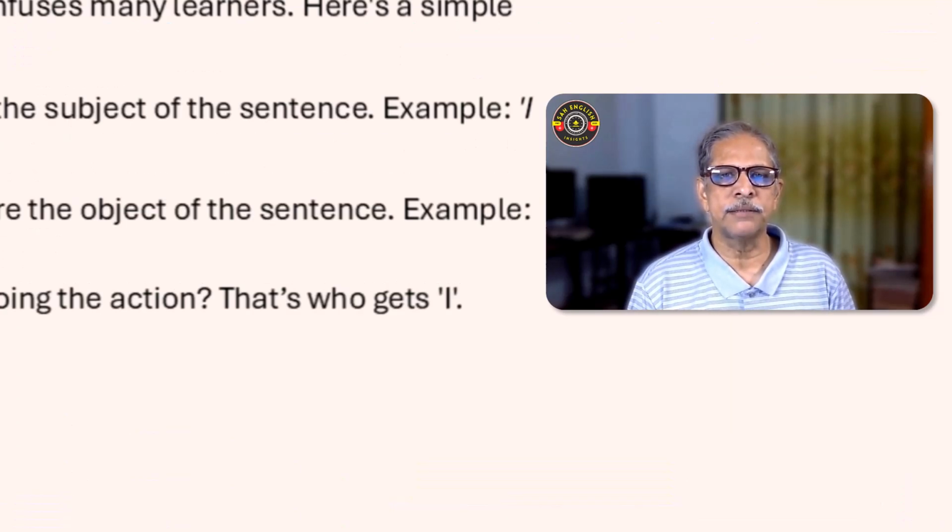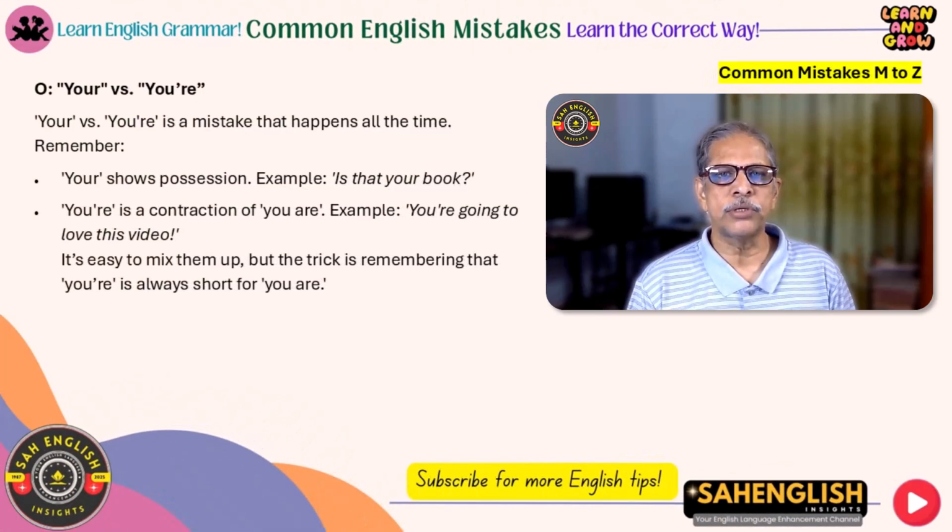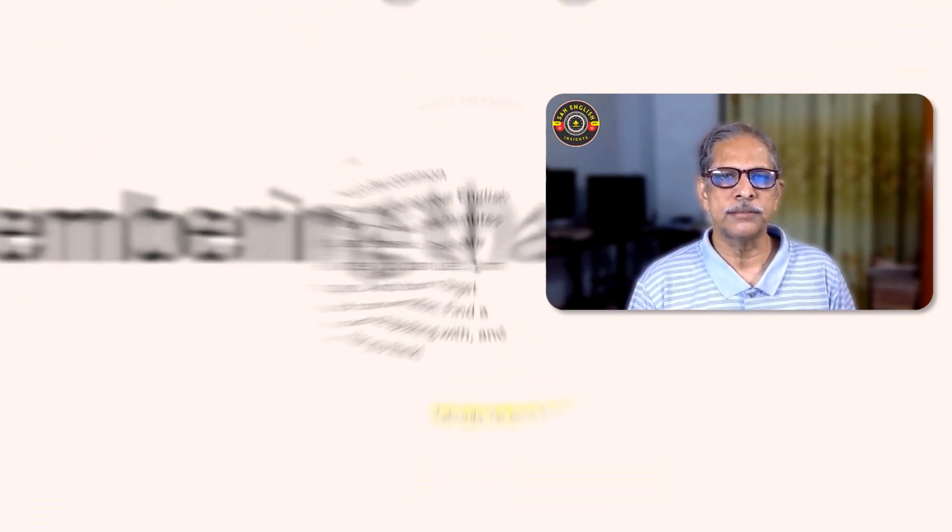O, your versus you're is a mistake that happens all the time. Remember, your shows possession. Example, is that your book? You're is a contraction of you are. Example, you're going to love this video. It's easy to mix them up, but the trick is remembering that you're is always short for you are.